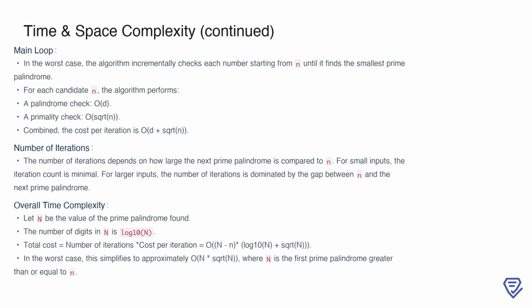To determine the overall time complexity, let n represent the value of the resulting prime palindrome. Since the number of digits in n is log 10 n, the total cost is given by the product of the number of iterations and the cost per iteration. This yields a complexity of O(n) times (log 10 n plus √n). In the worst case, this simplifies to approximately O(n), where n is the first prime palindrome greater than or equal to n.